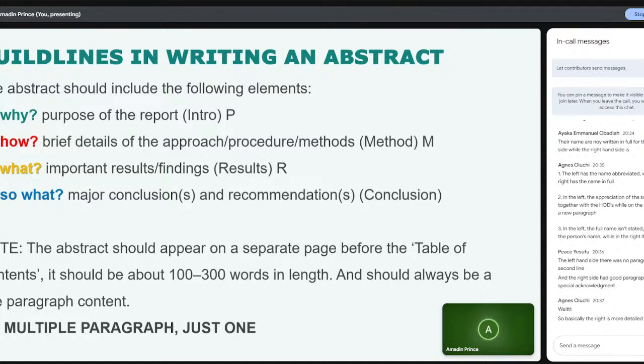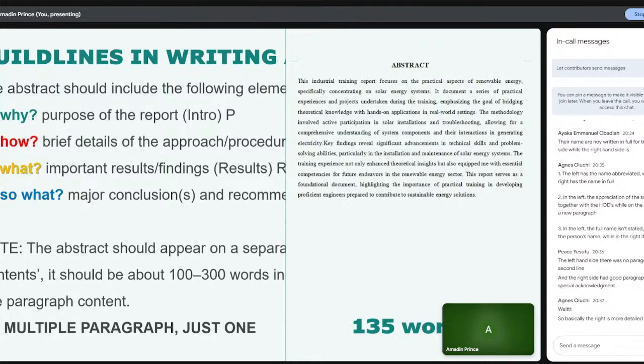Also, we need to note that an abstract must contain 100 to 200 words. You don't just write an abstract. You don't want to bore your audience. Make sure it is short, it is brief, and ensure it is a one-page paragraph. No multiple paragraphs, just one. I'll be showing you an example of this abstract. If you observe, it has a total word count of 135.